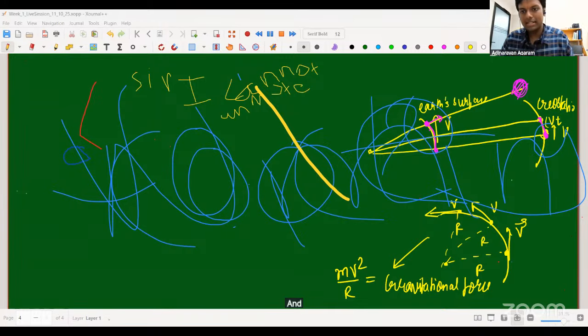And next, I guess we are done. Rohan Gopinath has asked one question. Would an object or a satellite increase its velocity when flying closer to the Earth?